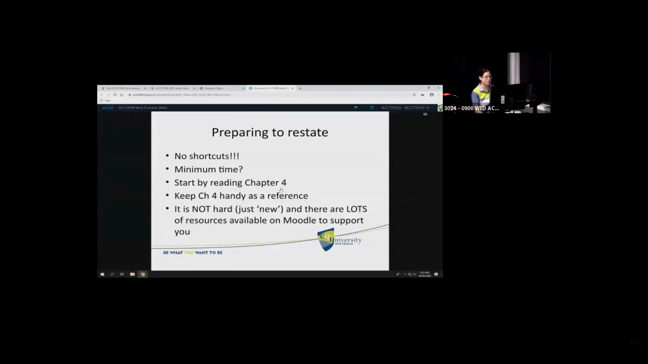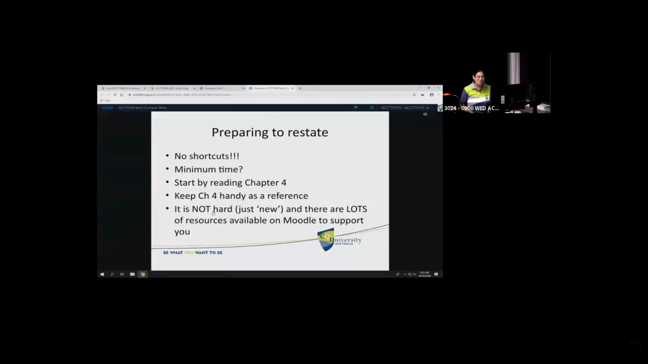Okay, so keep chapter 4 handy as a reference. I still refer to chapter 4 in the videos that I prepare for you. It's not hard, okay? I hear lots of students scare other students sometimes, especially in the Mackay classes, because they've got friends who've been through the unit previously, and they say, oh, it's so hard. It's not hard, okay? It's just new.